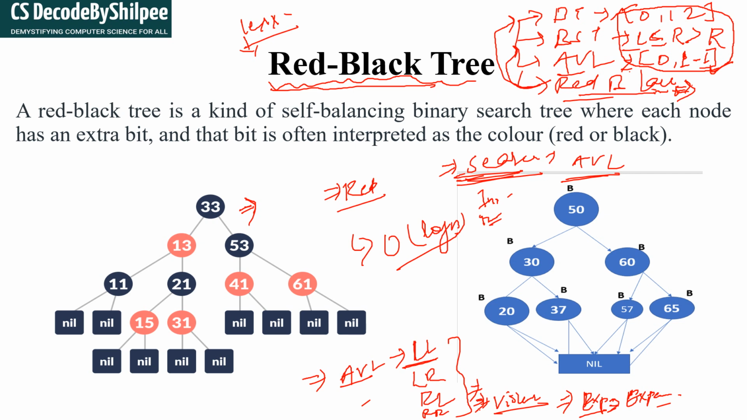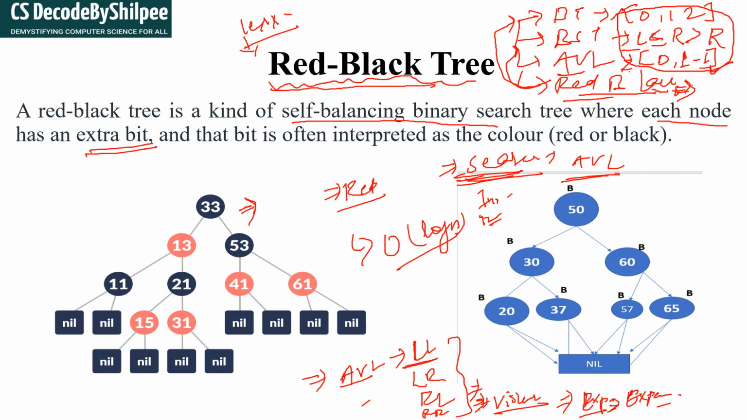Right? So this is the reason behind learning about the red black tree. Now we'll see what a red black tree is. A red black tree is also a kind of self-balancing binary search tree. It's also balanced, but not strictly balanced; it's a roughly balanced binary search tree, where each node has an extra bit. What is this extra bit?